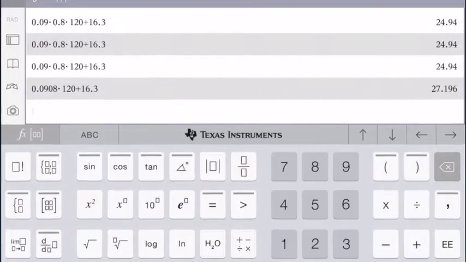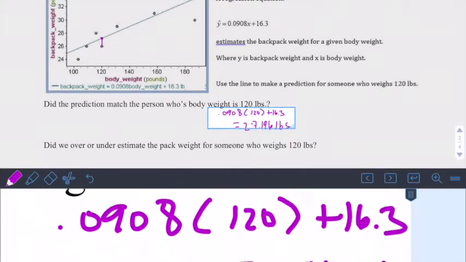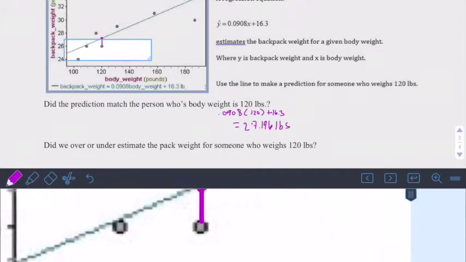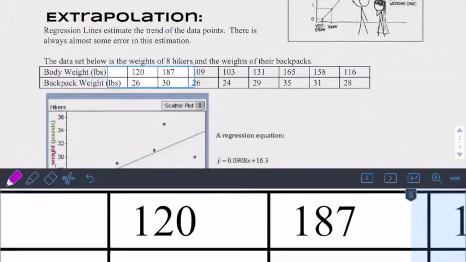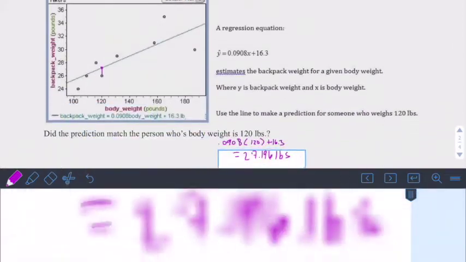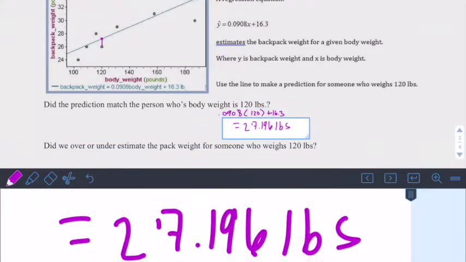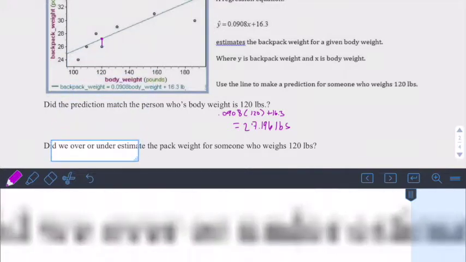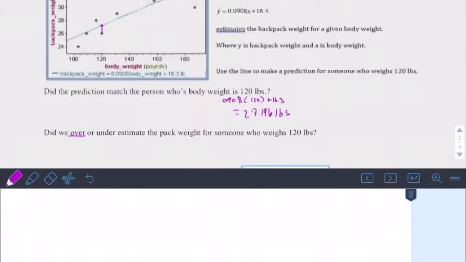$27.196. So 27.196 is a little bit higher than the predicted value, right? For the person with 120 pounds, we predicted it would be a little more, but they actually had a 26-pound bag. Based off of our line, we predicted it would be a little bit more. You see how it's under? So we overestimated the pack weight for someone who weighs 120 pounds.